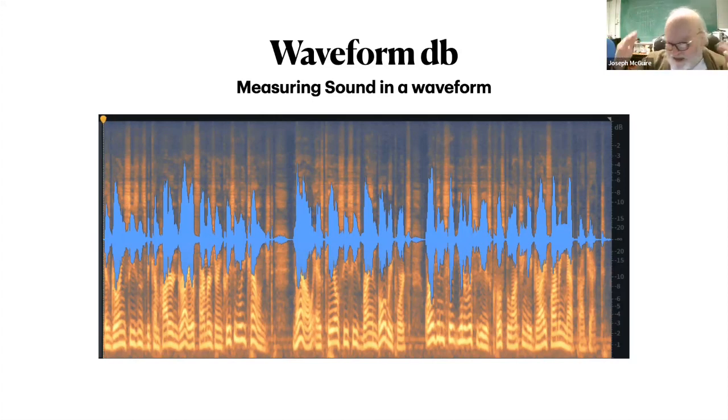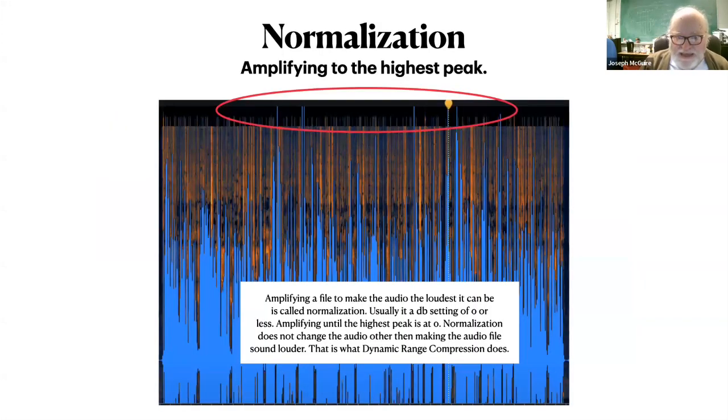And it all depends on how much: 16-bit, 24-bit, 44.1K, 48K, that type of thing. But we just know that we measure sounds in negative dB. The middle part is infinite, meaning there's no actual true dead silence. So it just means what we can't hear. And so normalization, we talked about that earlier. Amplifying a file to make the audio the loudest it can be is called normalization. It can be set to 0 dB or less.